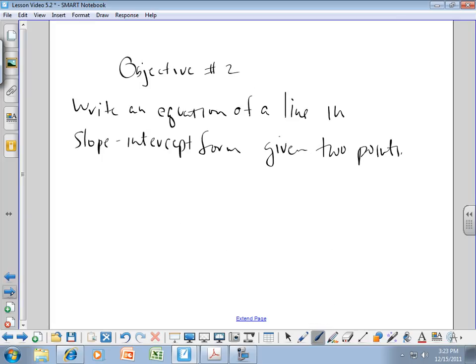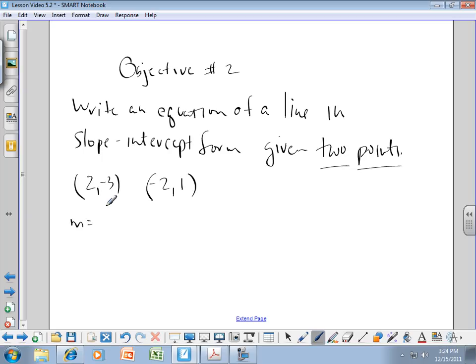All right? The second objective here is write an equation of a line in slope-intercept form given 2 points. All right? So let's say we're given 2 points: (2, -3) and (-2, 1). All right? Well, we don't even have m now, do we? We don't have m, and we don't have b. So, well, if you're given 2 points, can you find m?